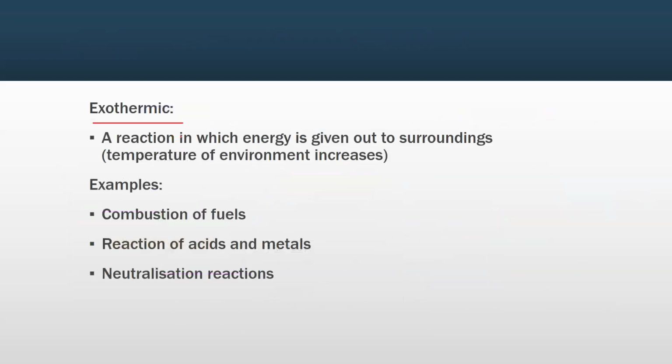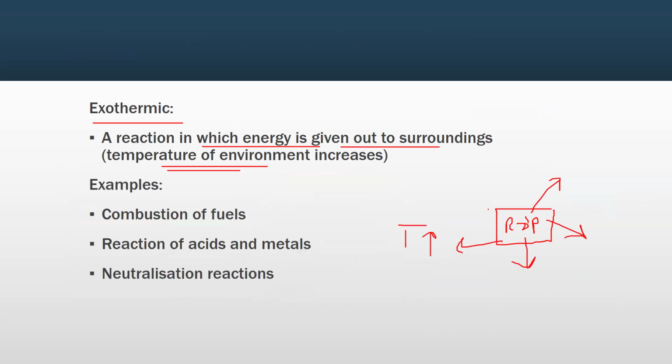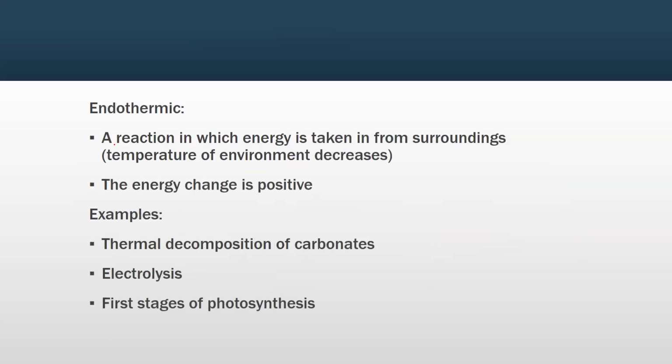So what is an exothermic reaction? A reaction in which energy is given out to the surroundings and the temperature of the environment increases. That means if this is my system, here reactants react to form products, and energy is given out. Now when energy is given out, the outside temperature will rise because heat is coming out of the system, and the inside temperature will decrease. For example, combustion of fuels, reactions of acids and metals, and neutralization reactions.